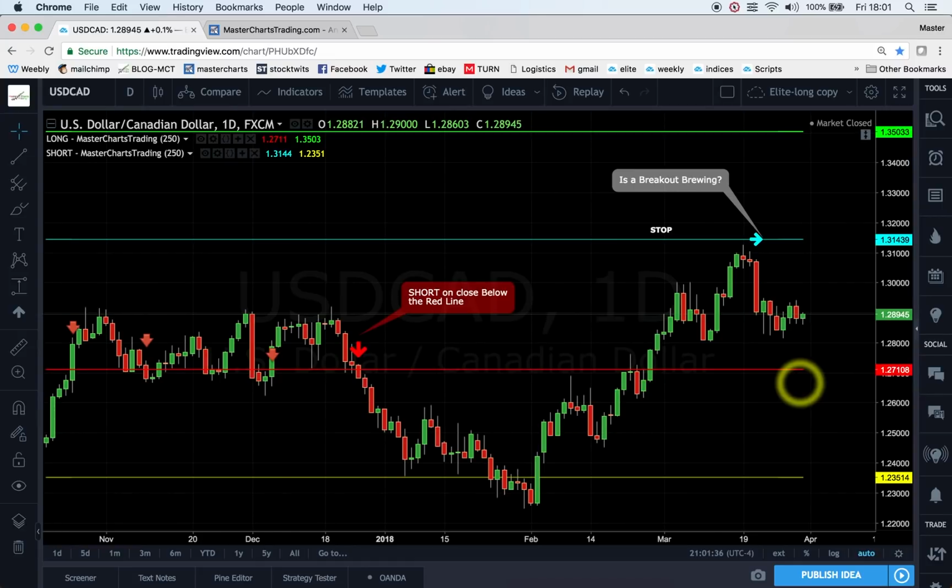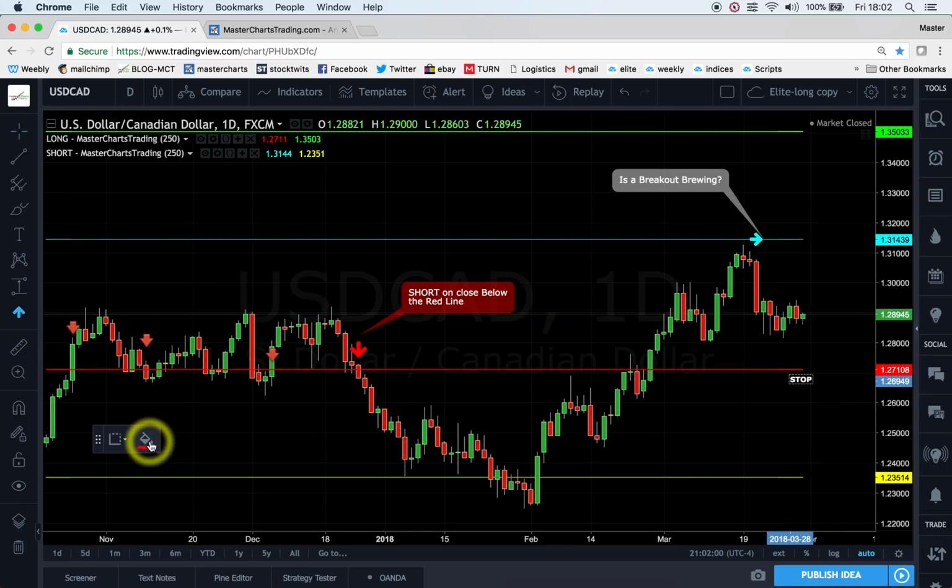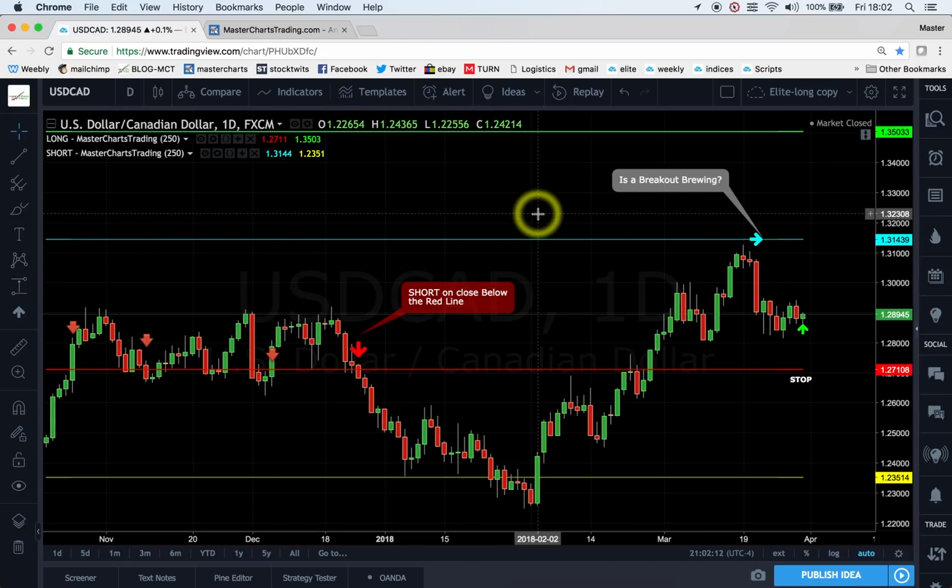So US dollar versus Canadian dollar, basically currently the way I'm looking at it is it's possible that we have reversed into the bull market. So in this case, I would put my stop below this red line, and I would look to enter on the long side basically now. So right now the risk is really low. So this is what I'm trying to say with the current picture in the dollar.